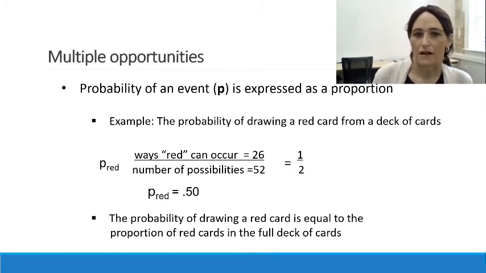So the probability of drawing a red card is equal to the proportion of red cards in the full deck of cards. This is an important concept: the probability of selecting some particular individual, let's say of a certain group or with a certain characteristic, is equal to their probability or their proportion in the population.